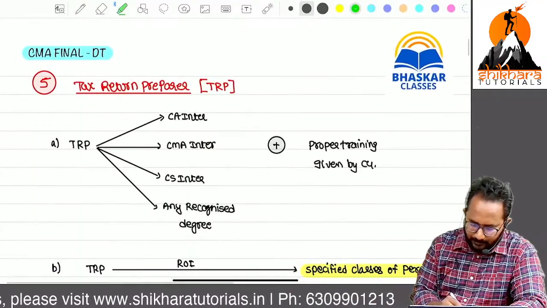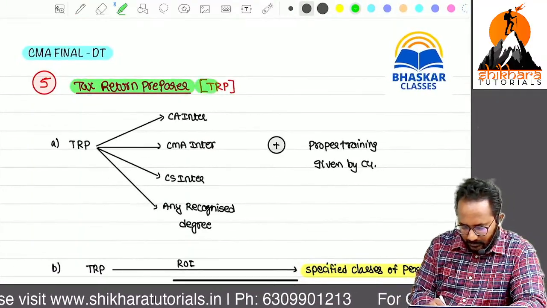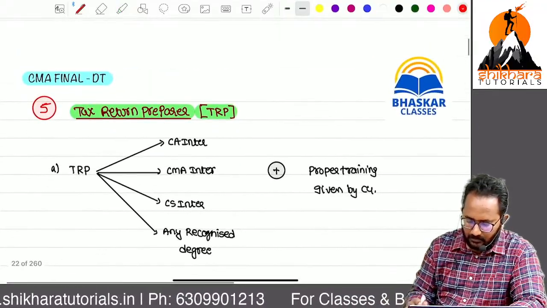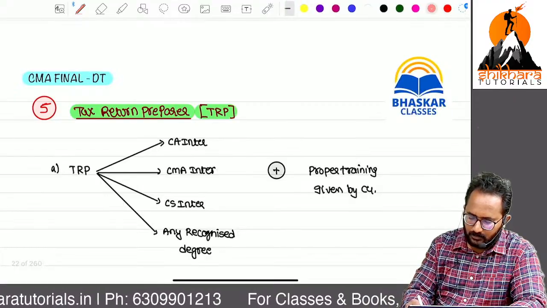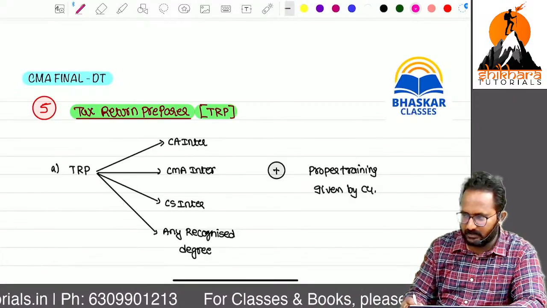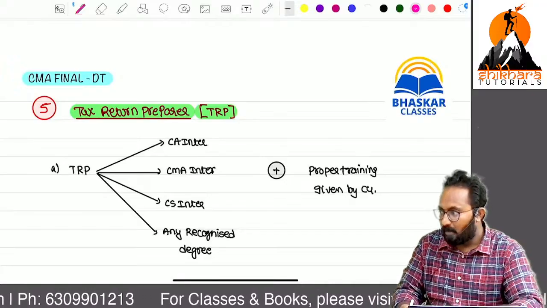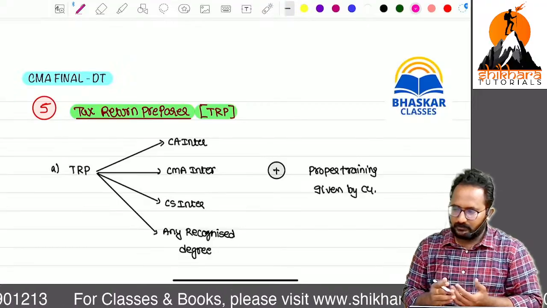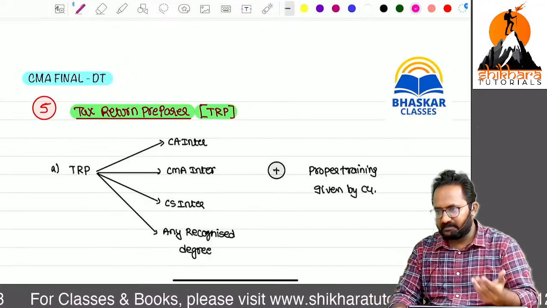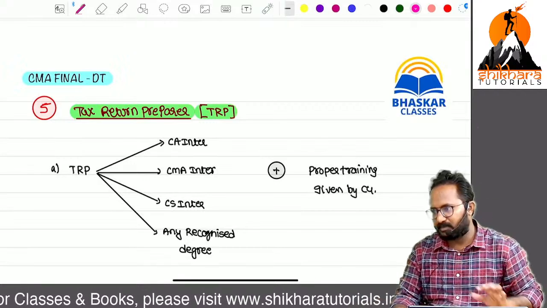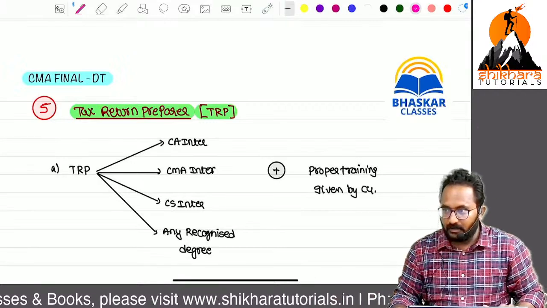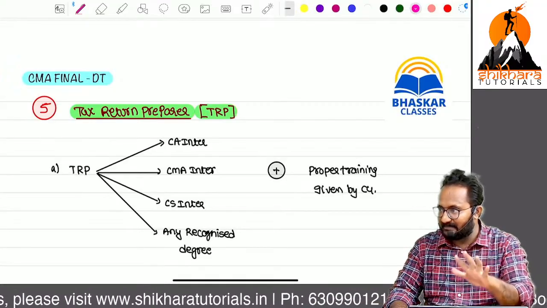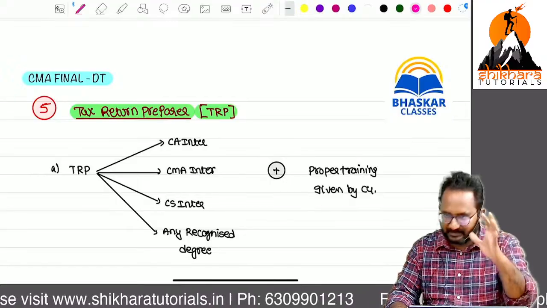Next, tax return preparer. It is also in our syllabus. Listen carefully. Generally, who is required to file the return of income? Every assessee, on his own assessment. Even though you don't know about tax computation, as per the provisions of the Income Tax Act 1961, every assessee needs to assess his total income and tax payable. It is a self-assessment tax.